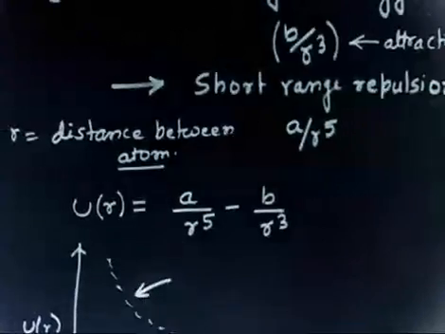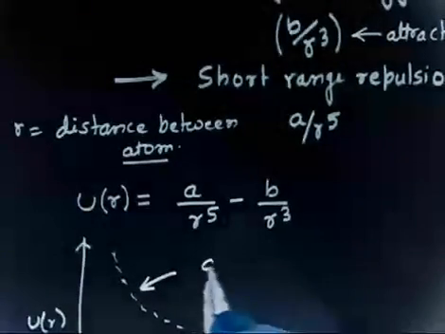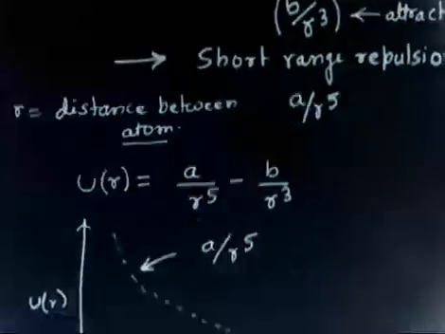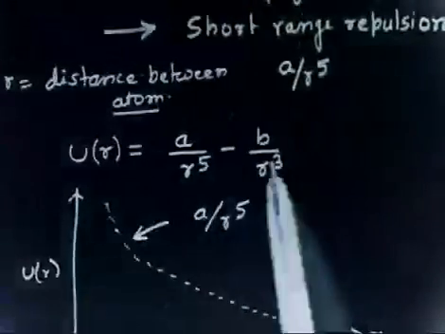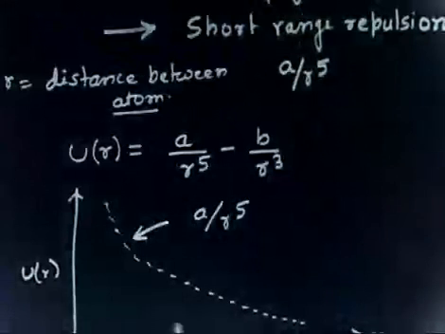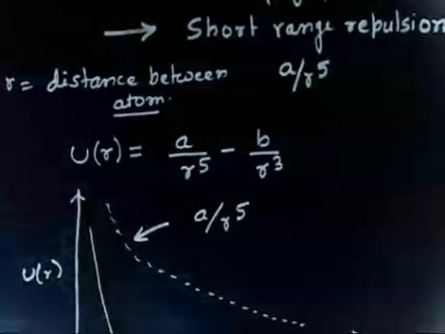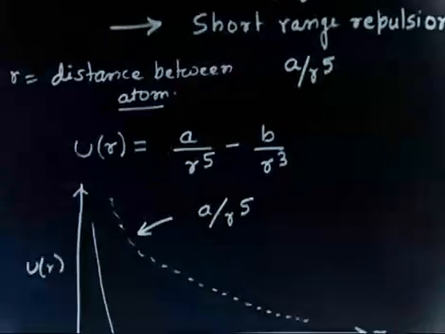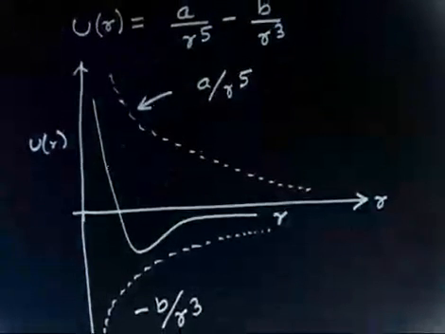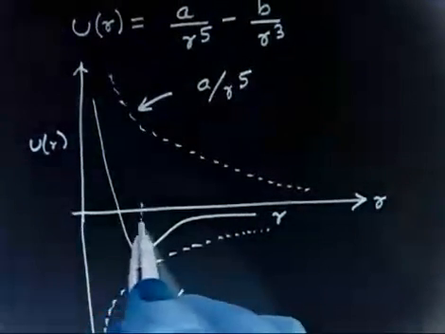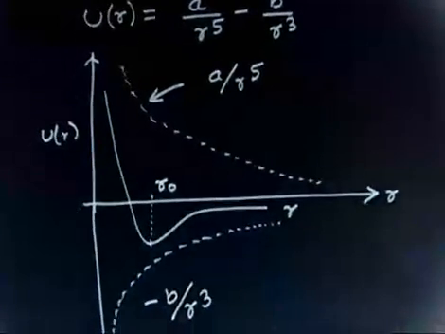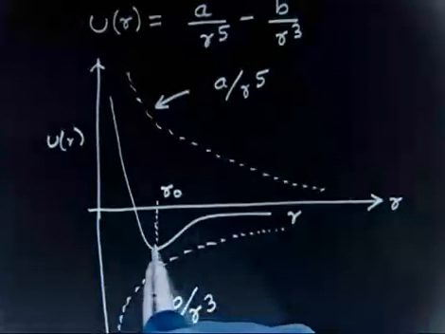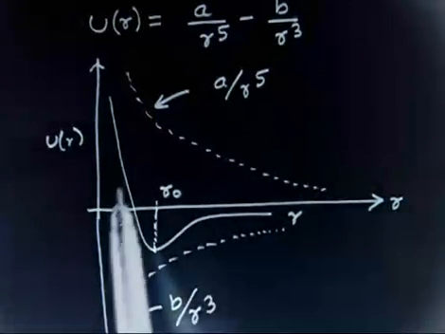So this is A by R to the power 5. Now if you combine these two functions, this plus this, the total function will be something like this. Are you getting? This is a combined function, and there is a value R naught. At that point potential energy will be minimum. So at R naught potential energy is minimum. So this is the combined graph.